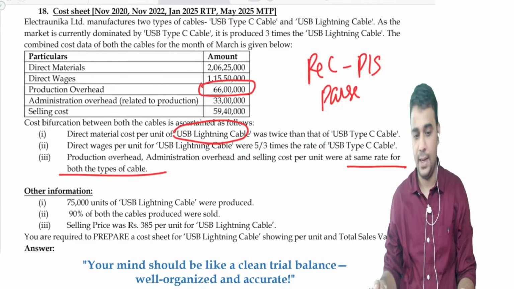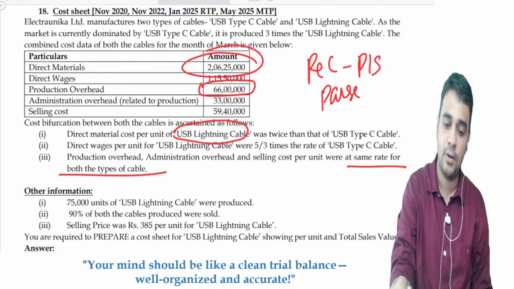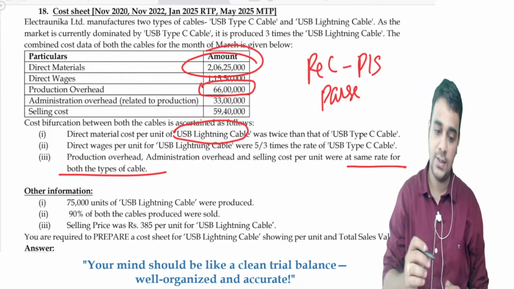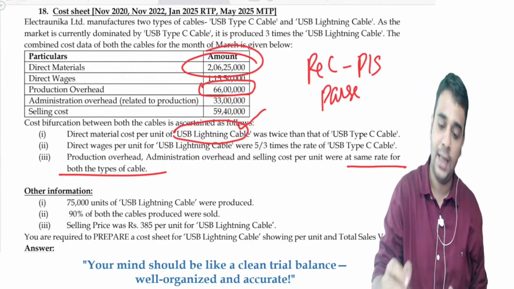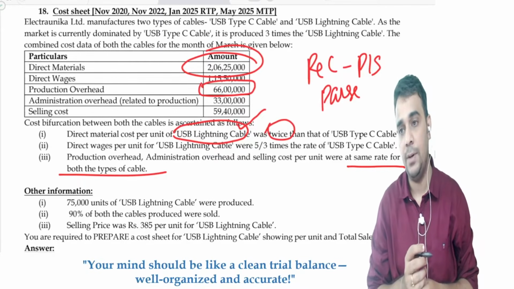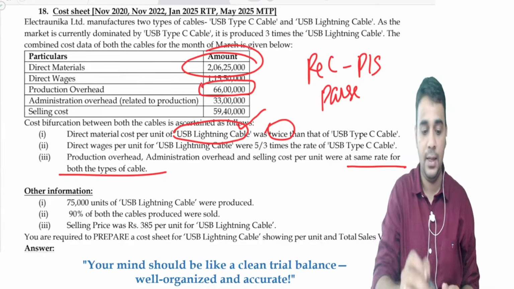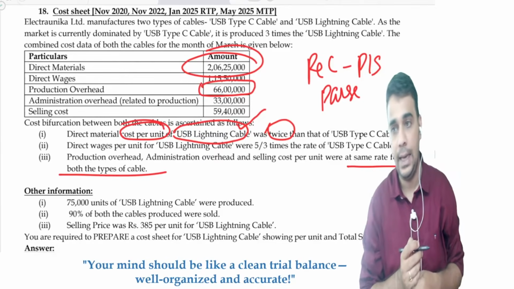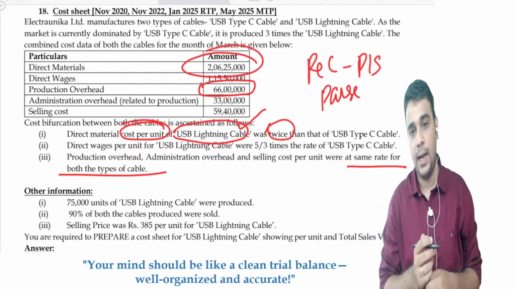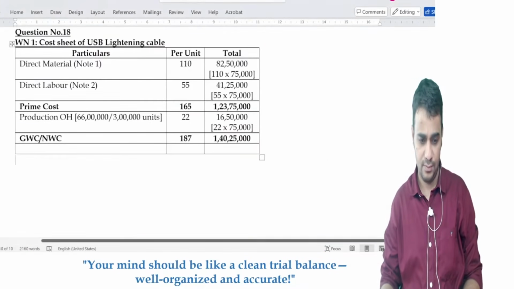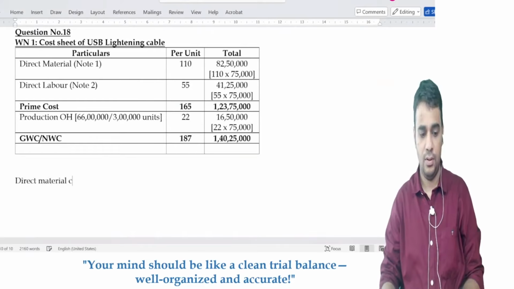Okay, I'll repeat the explanation of breaking up the material cost. Material cost is 2 crore 6 lakh 25,000. The question says the material cost per unit of the lightning cable is double that of the type C cable. So what is the material cost? Material cost is 2 crore 6 lakh 25,000.